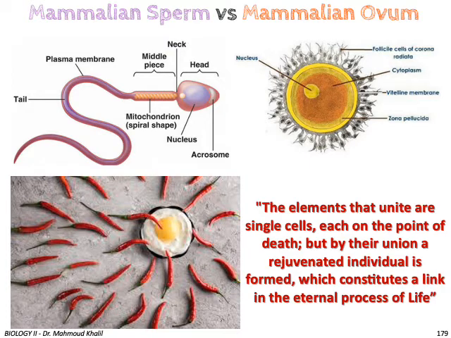So as a coda, the elements that unite are single cells, each on the point of death. That means if the sperm does not unite with the ova, or the ova does not unite with the sperm, both of them will die. But through the reunion, a rejuvenated individual is formed, which constitutes a link in the eternal process of life.